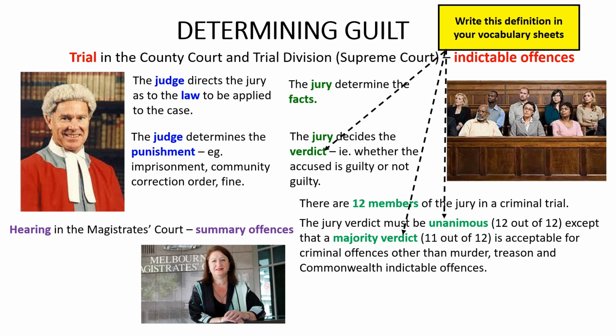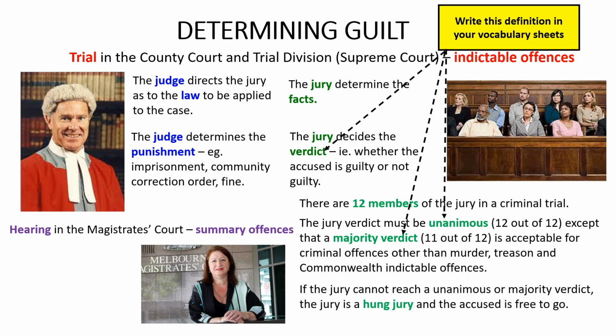Obviously, it's going to be difficult for 12 out of 12 people, or even 11 out of 12 people, to agree on anything. If a jury can't reach either a unanimous or a majority verdict, then the jury is said to be a hung jury. A hung jury is a jury that cannot reach either a unanimous verdict or a majority verdict. Where the jury is a hung jury, then the accused is not found either guilty or not guilty. The jury simply can't make up its mind.